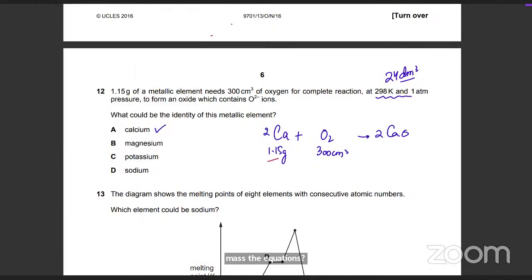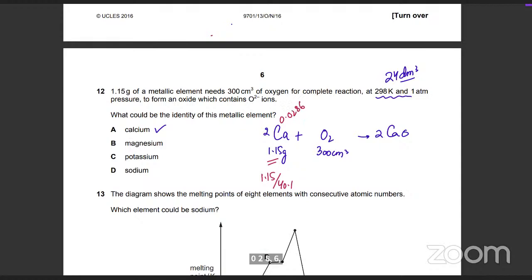How many moles of calcium do we have? Mass over AR of calcium, which is 40.1. So how many moles do we get? 0.0286.